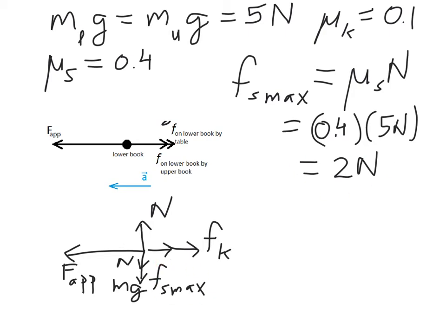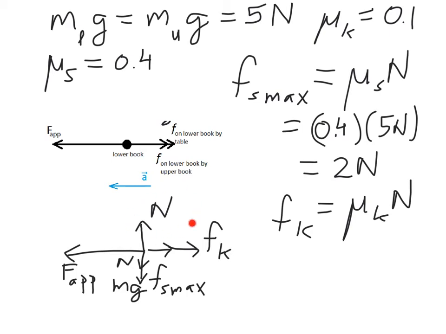What about Fk? Well, Fk is given by μk times N. But which N? Which surfaces are we talking about? This kinetic frictional force is between the table and the lower book. So the normal force that we want is also between the table and the lower book. In other words, it's this one.